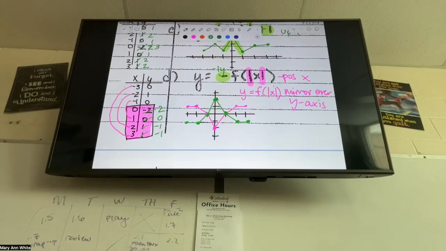Now, another thing I didn't even show you or give you an option to do is you could always redraw your original graph and then physically move each of those points. Just make sure if you do that, you clearly label what's your old graph and what's your new graph, so I'm grading the right thing.